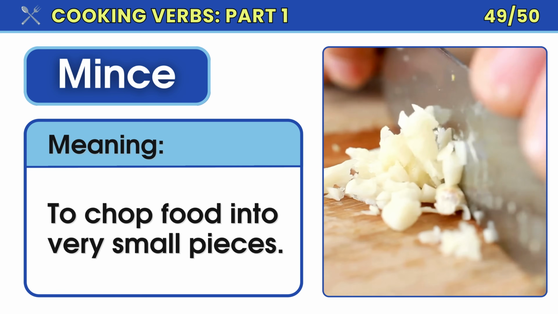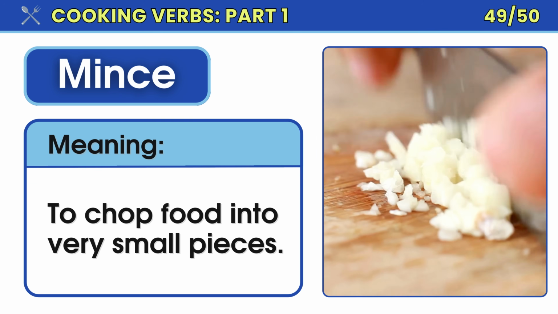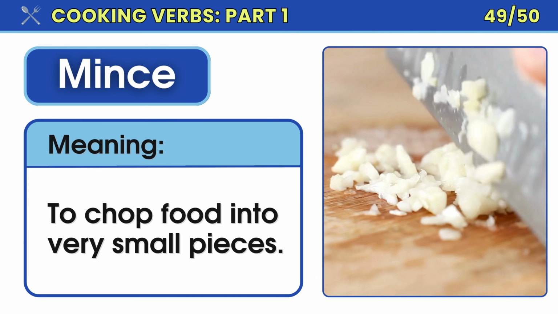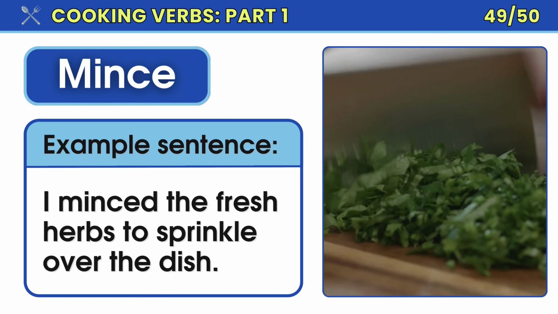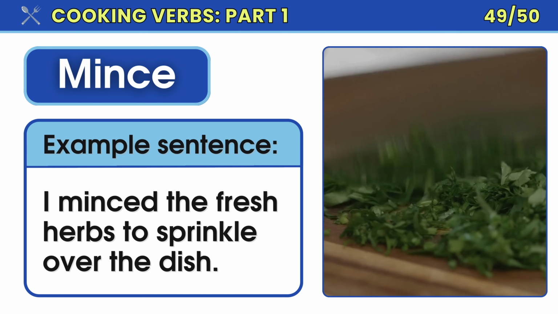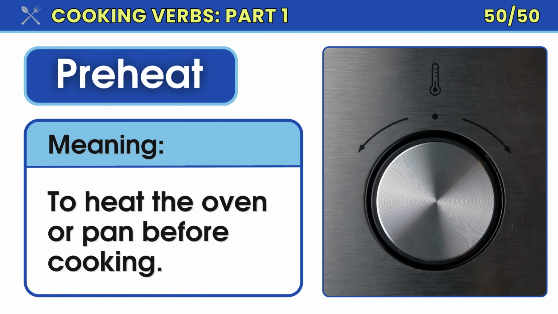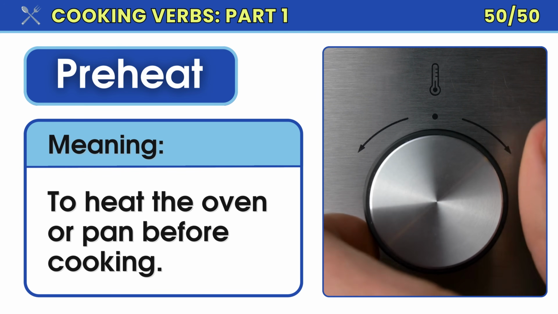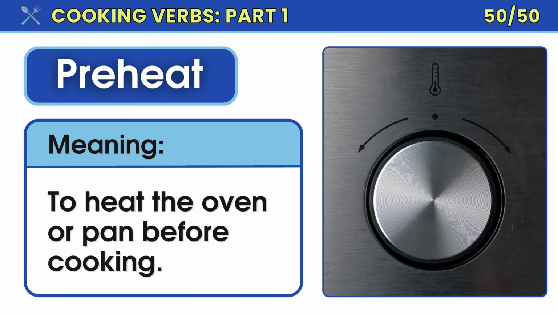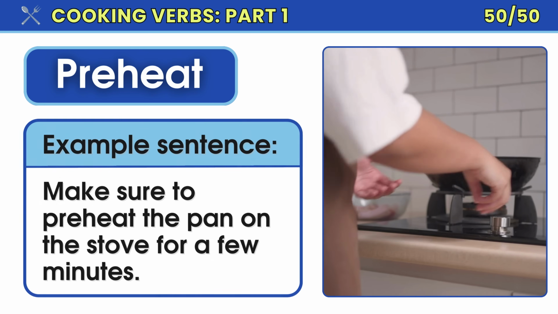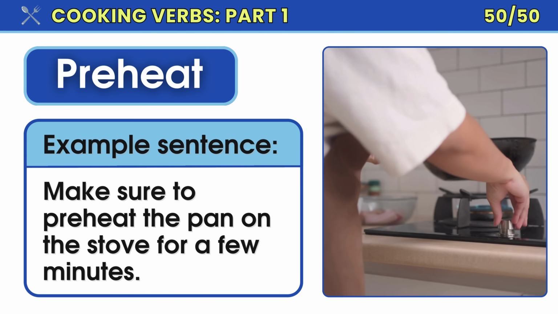To mince means to chop food into very small pieces. For example, I minced the fresh herbs to sprinkle over the dish. To preheat means to heat the oven or pan before cooking. For example, make sure to preheat the pan on the stove for a few minutes.